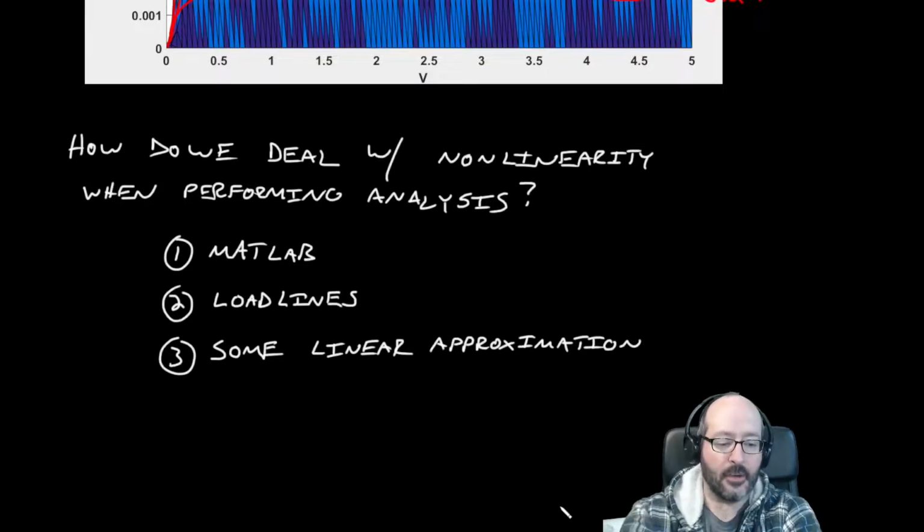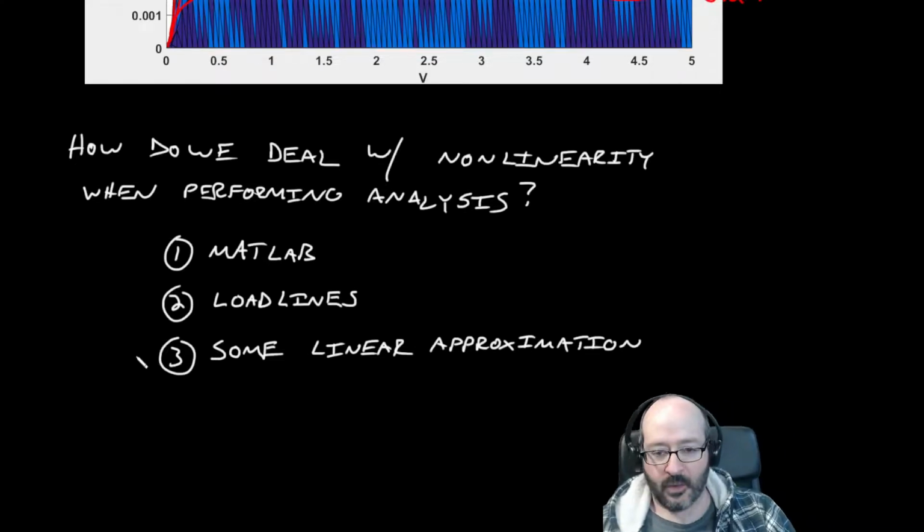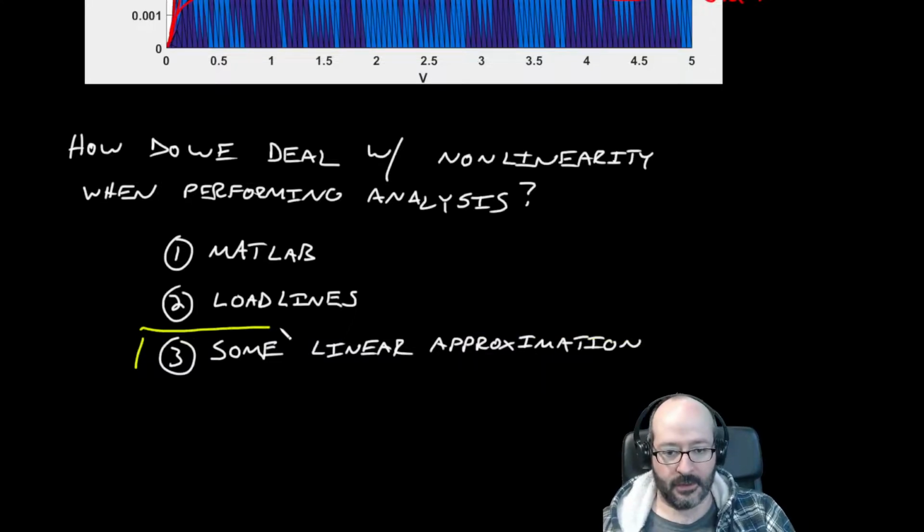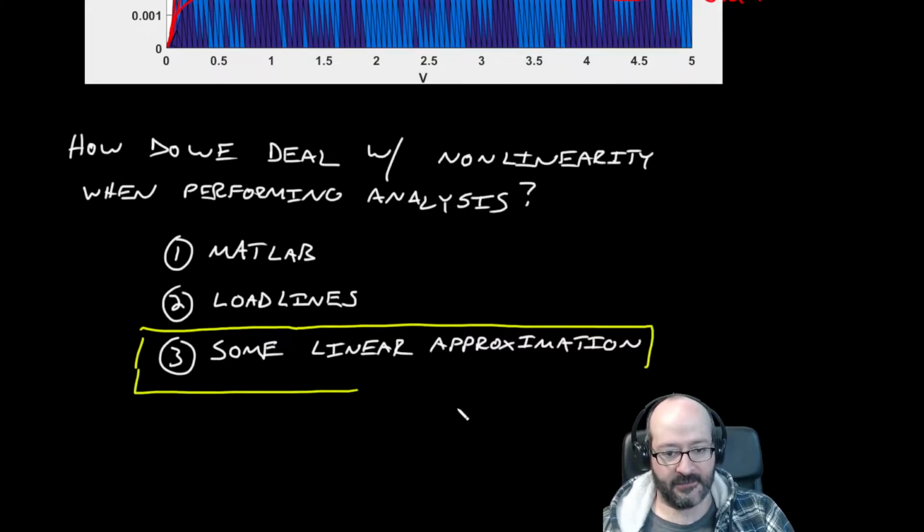So this is what we're going to do over the next few videos. We're going to start looking at these linear approximations that allow us to perform analysis on circuits that have BJTs in them. That's what we want to do.